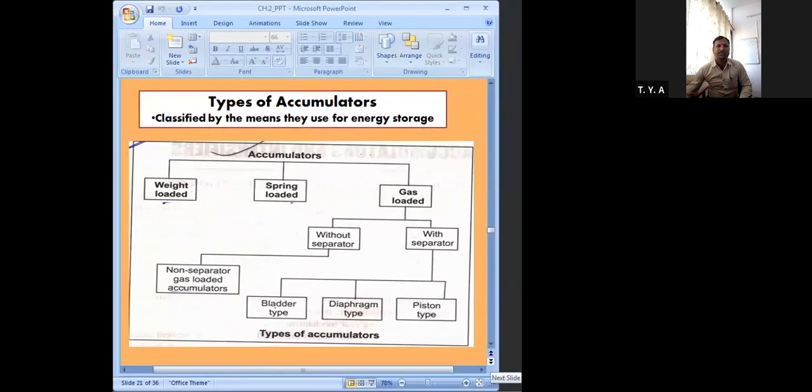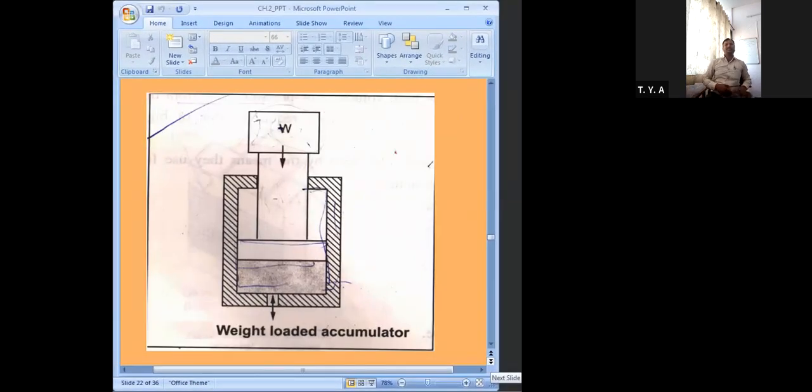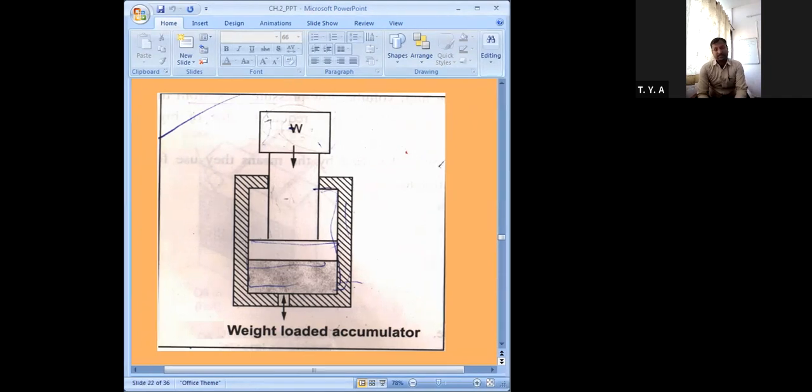I will share the figure here. You can see this is a figure of the weight loaded accumulator or dead weight loaded accumulator. Now how it works, that we'll see. That means the construction and operation of this dead weight type of accumulator I will explain with the help of this figure. Please have a look at this figure.